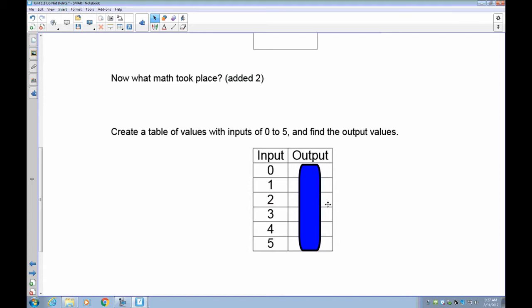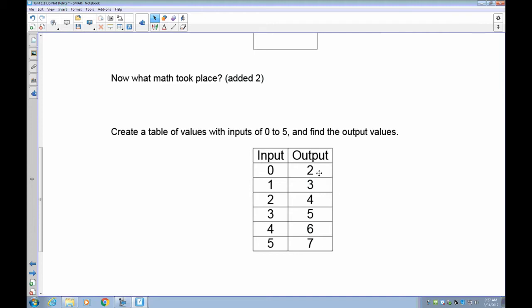All right, so this is what your table should look like. 0 plus 2 is 2, 1 plus 2 is 3, 2 plus 2 is 4, 3 plus 2 is 5, 4 plus 2 is 6, and 5 plus 2 is 7. You'll notice that the output has a pattern. It's going up by the same amount each time.